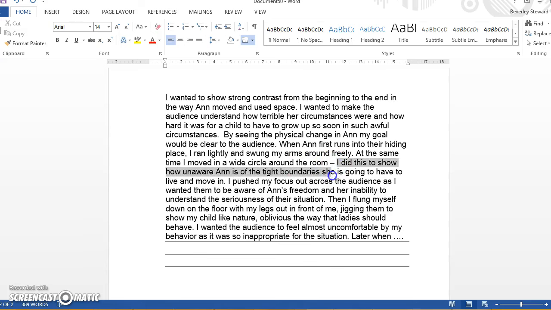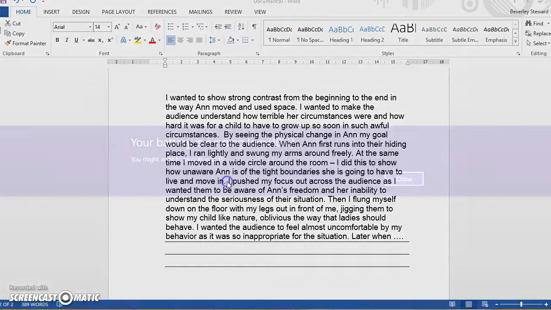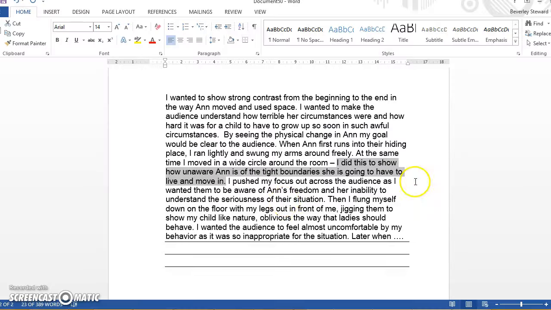Now, this is me explaining my movement. I pushed my focus out across the audience as I wanted them to be aware of Anne's freedom and her inability to understand the seriousness of their situation. Then I flung myself down on the floor and I continued to develop it. Then I would go on to talk about what occurred later, how I behaved, what was different later, and why I did that.